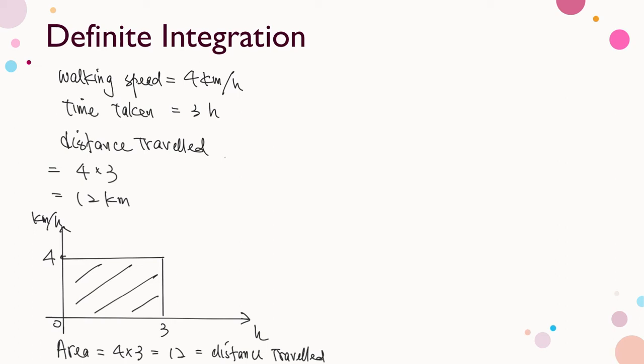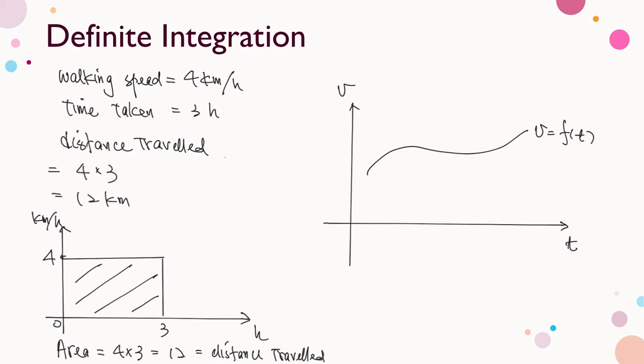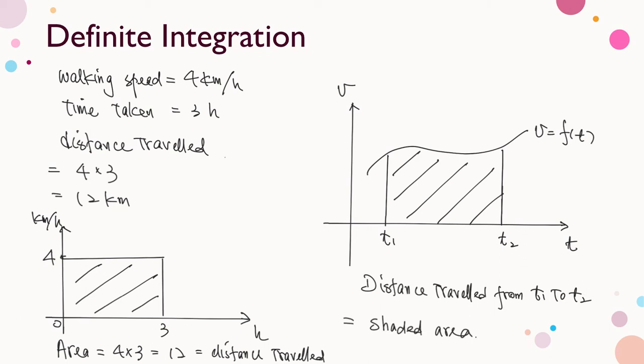From this simple example, we see that when the travel graph of speed against time is given, the distance traveled is the area of the region under the graph between the corresponding time slot. In general, suppose the speed of a moving particle is not constant, but a function of time, say v equals f of t. The distance traveled by the particle from t1 to t2 is the area of the shaded region in the diagram. So, this example shows a practical reason for finding the area of a non-rectilinear figure.